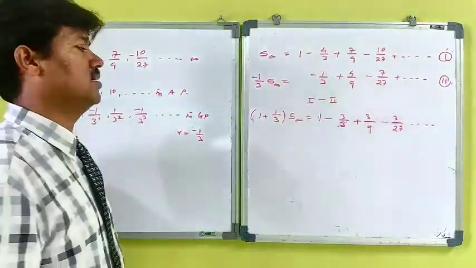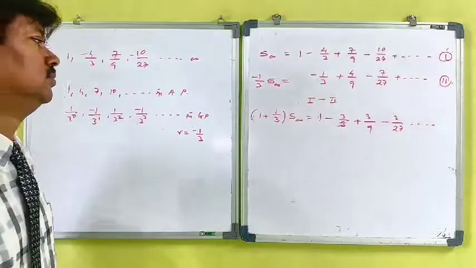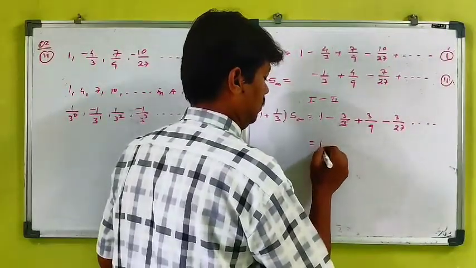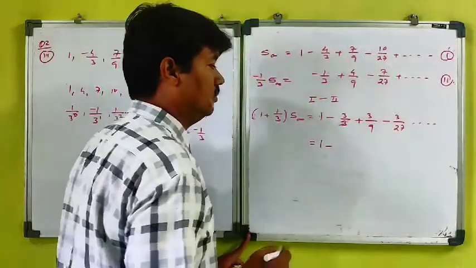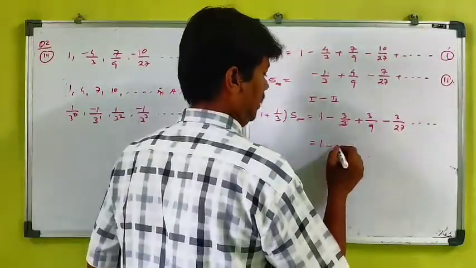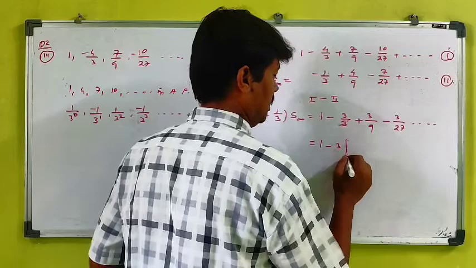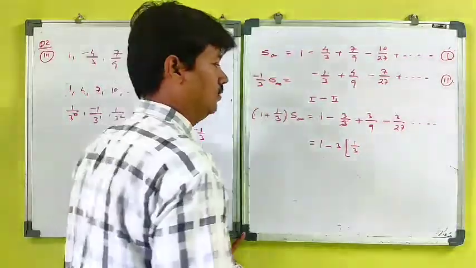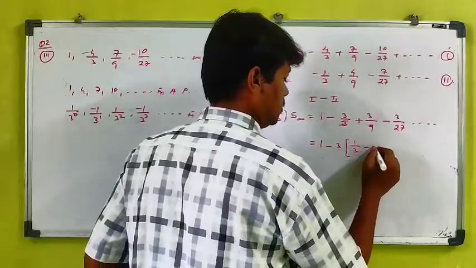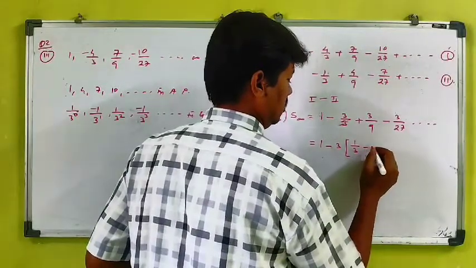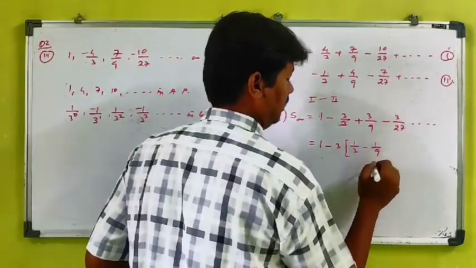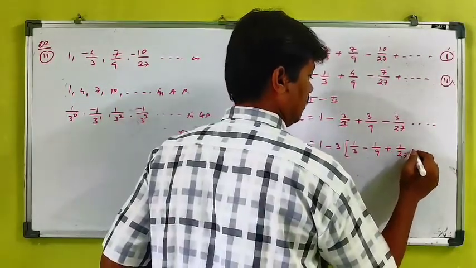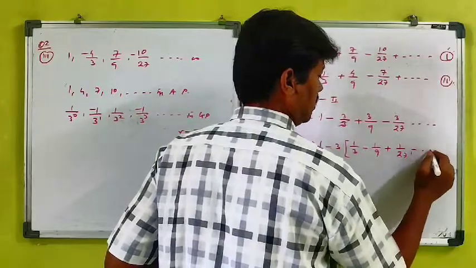So if you take this 3 as common here, 1 minus 3 as common, this becomes 1 upon 3, then minus 1 upon 9 plus 1 upon 27, minus, like this.